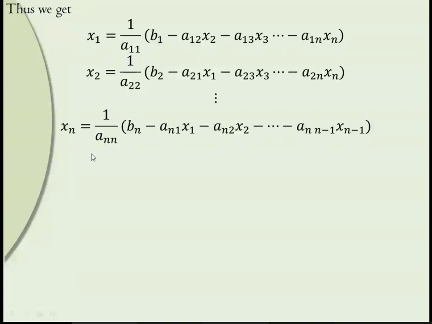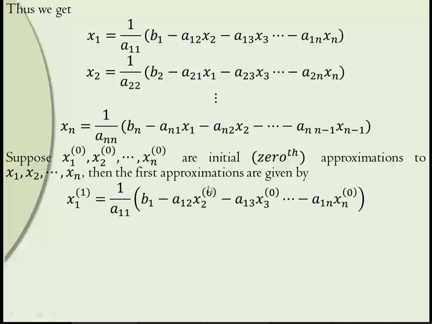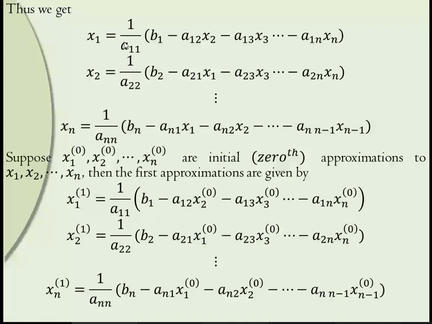Now what to do? Suppose x1(0), x2(0), xn(0) are called the initial or zeroth approximation. Making use of this zeroth approximation, we can find the first approximation. Now, what is the formula for the first approximation? The formula for the first approximation is: whatever terms are there outside, that as x1.